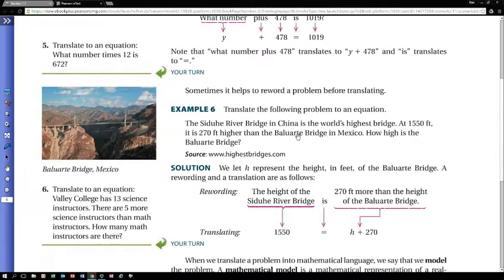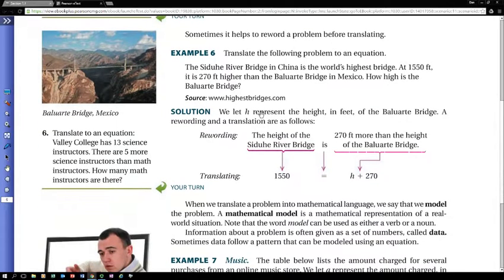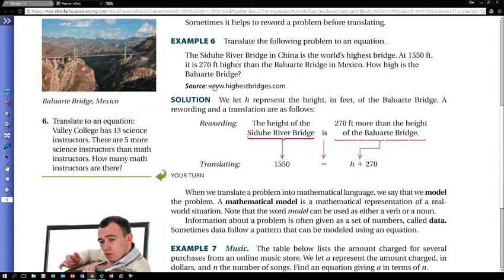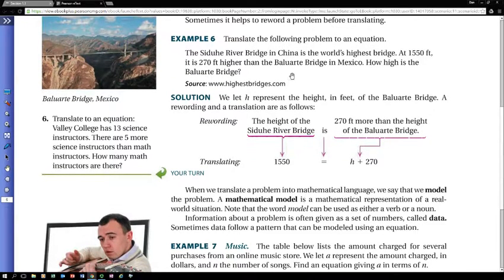Here's another translation. A little more complicated here when they put some other words in. So we've got the Sidu River Bridge in China, the world's highest bridge. At 1,550 feet, it is 270 feet higher than the Baluarte Bridge in Mexico. I'm sure I hacked that name up pretty bad. How high is this bridge in Mexico? And it actually gives you a link to go look at thehighestbridges.com.